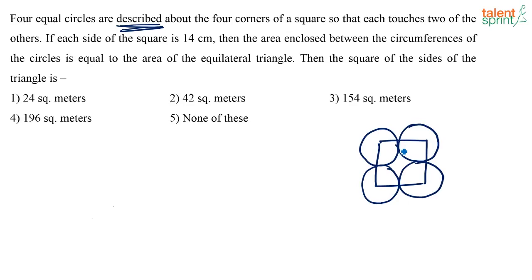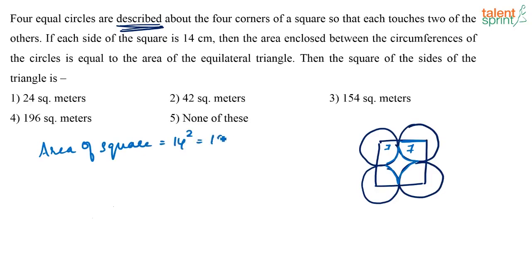Now what is given here? Side of the square is 14. So what is the radius here of this? This is 7, right? This is also 7. So the radius of these circles is 7 centimeters. Now what is given here? If each side of the square is 14 centimeters, the area enclosed between the circumferences of the circles is equal to the area of an equilateral triangle. So this is the area enclosed between the circles. Now what is the area of the square? The area of the square is equal to 14 squared. Right? What is 14 squared?